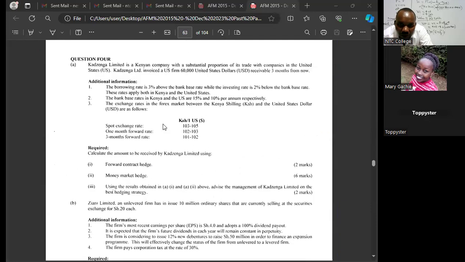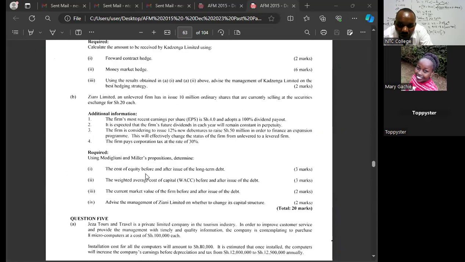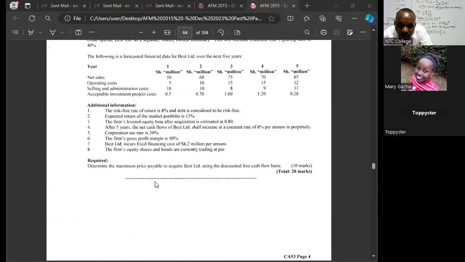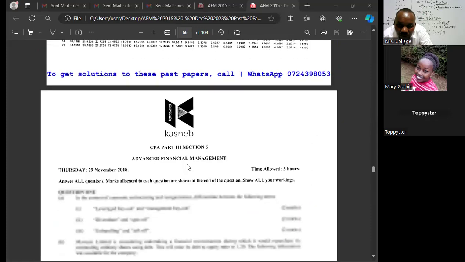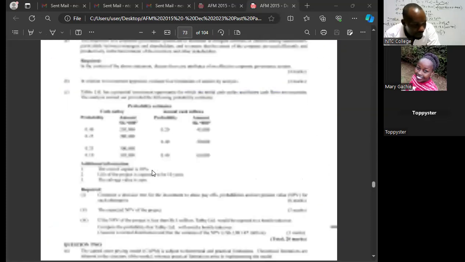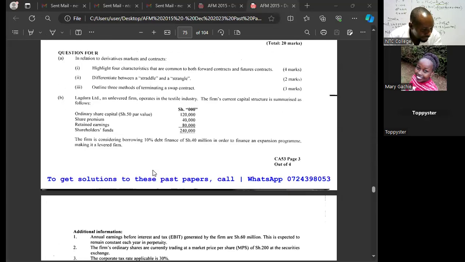Money market, hizi sasa mtapotea nayo, si ndio? Kazenga Limited, whatever. The rest are here. Forward market, money market, then you advise comparing the two. Iko sawa. EPS, Modigliani iko sawa, si ndio? NPVs iko sawa. So that is 2018. Let's see in May 2016 inakaaje.